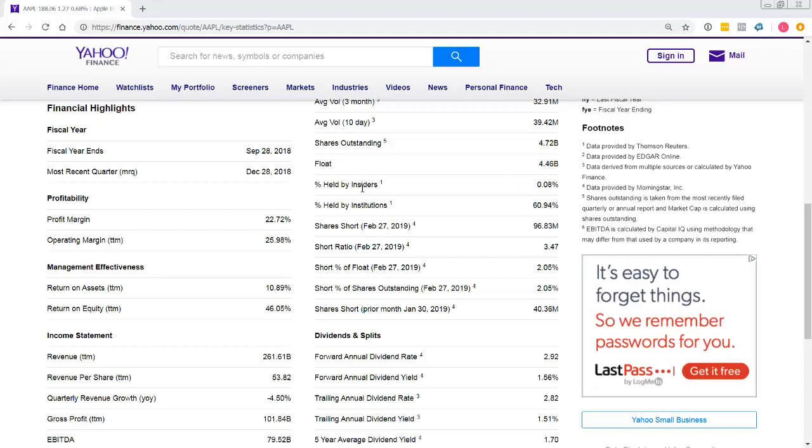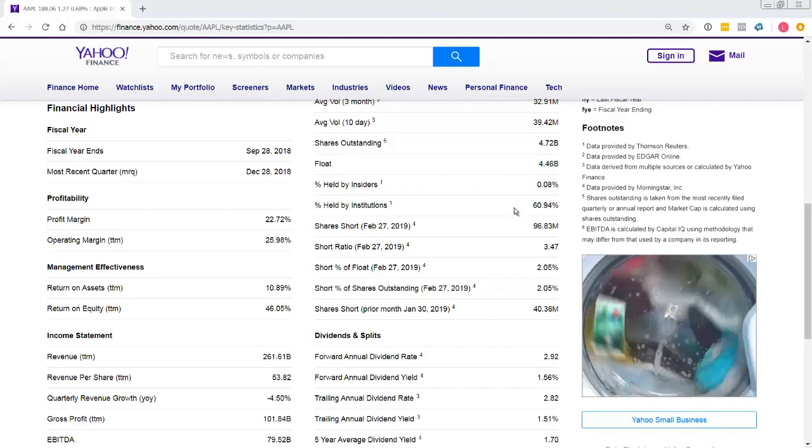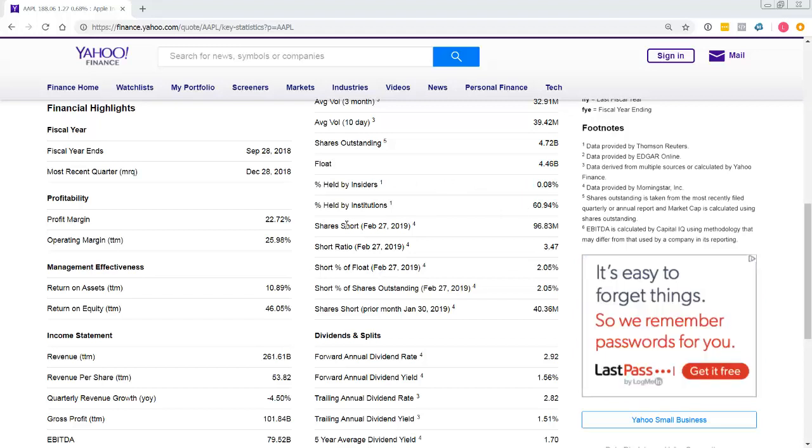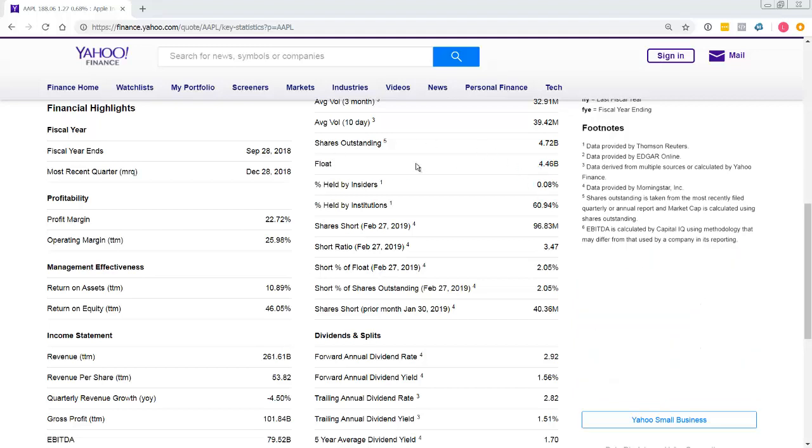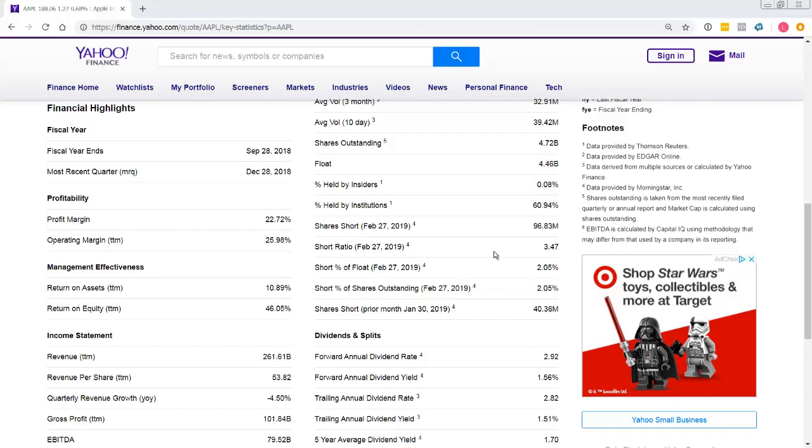So you've got percent held by insiders, 0.08 held by institutions. Then you have shares that are short, and you've got 96.83 million short of Apple, and the short ratio would be 3.47%, or short percent of float of 2.05%. So this is where you can get that information.